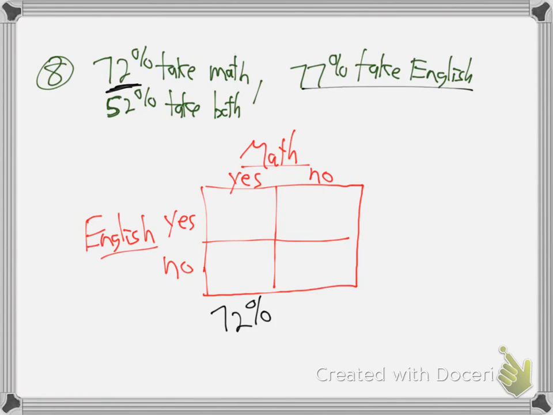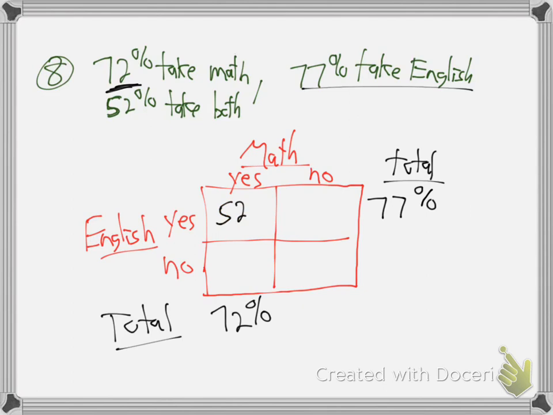Where's that go? It's over here. It's the total. You can write total if that helps. Probably a good idea. Total. It's the total that are yes to English, huh? So 77% taking English, 72% taking math, 52% take both. Where does that go? In the yes, right there.